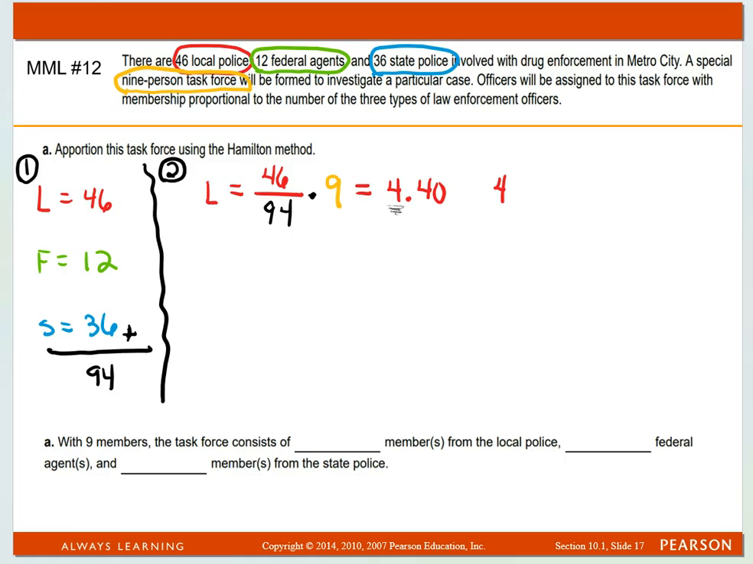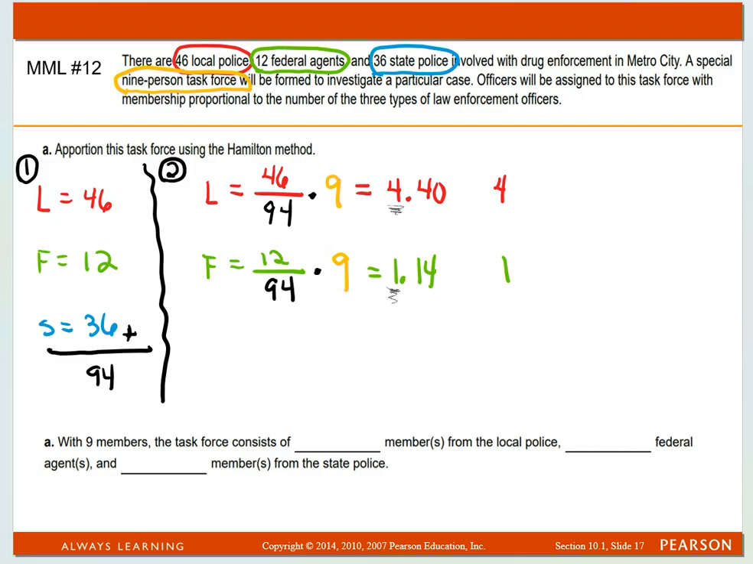So then we're going to go to the federal agents. There are 12 federal agents out of the 94 police officers. That gives you the percentage. Multiply that immediately times 9. Do all this on your calculator. And take it out 2 places. And it's 1.14. And again, you just look at the whole number. So they're going to get 1 of their federal agents on this task force.